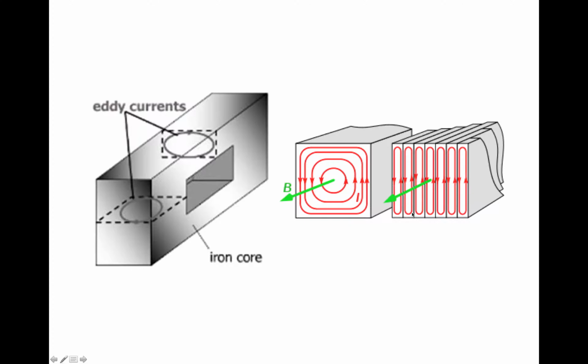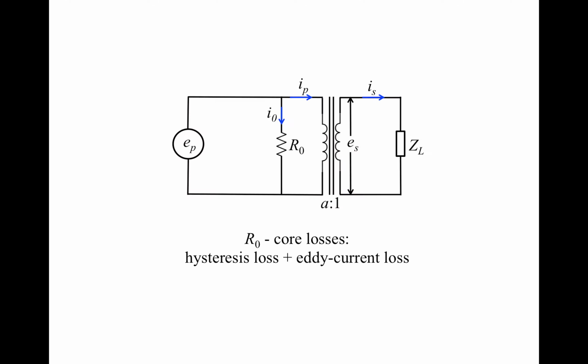And this is another kind of loss inside of the transformer core. So to account for both types of losses inside the transformer core, we add a resistor with the resistance R0 to the primary side of the circuit. The energy dissipated by R0 should be equal to the hysteresis loss plus the eddy current loss.